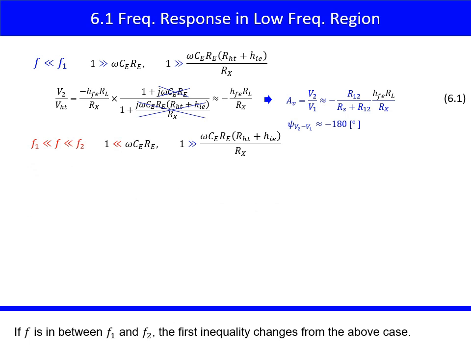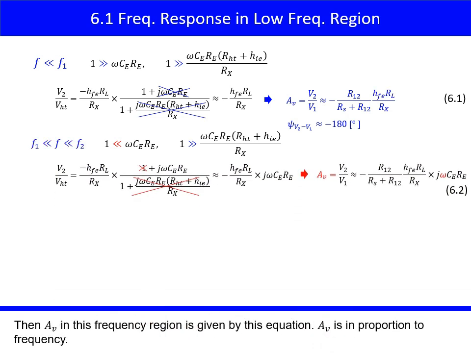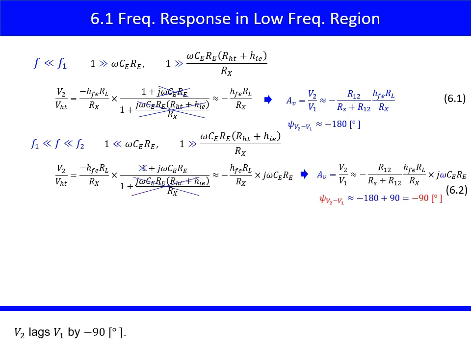If F is in between F1 and F2, the first inequality changes from the above case. Then AV in this frequency region is given by this equation. AV is in proportion to frequency. V2 lags V1 by negative 90 degrees.